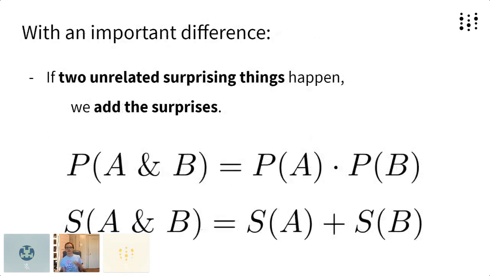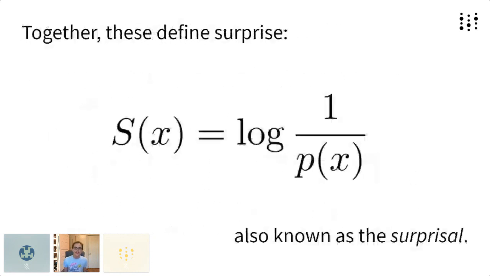The important difference between probabilities and surprises is that where probabilities multiply, surprises add. So if two unrelated surprising things happen, we just add those two surprises together. This is the equivalent of the probability rule, which is that if two things are independent, then we multiply their probabilities to get their joint probability. It's the same basic rule, but now we're going to use a different mathematical operation to do it, addition instead of multiplication. And together, these define a mathematical notion of surprise.